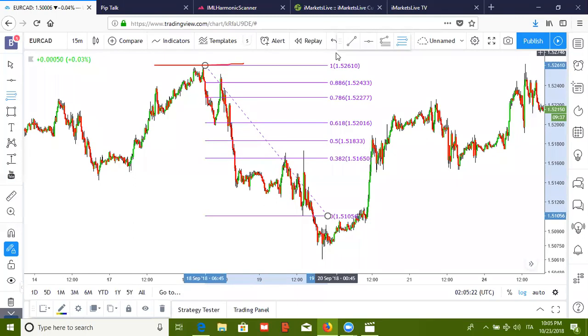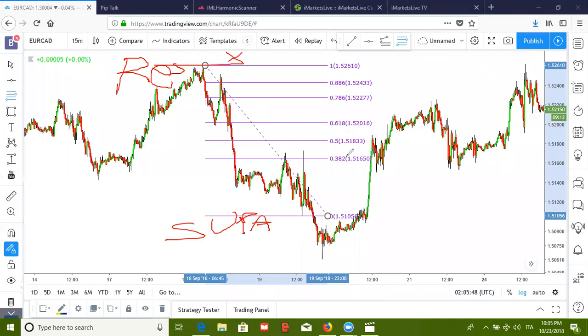Take it from my resistance, RES for resistance, all the way down to this level of support, SUP for support. So guess what I have? I have my X leg for my resistance. I have my A leg for my support.